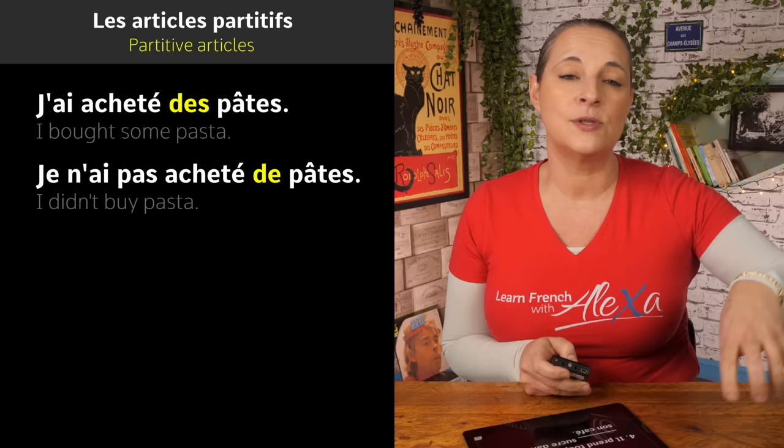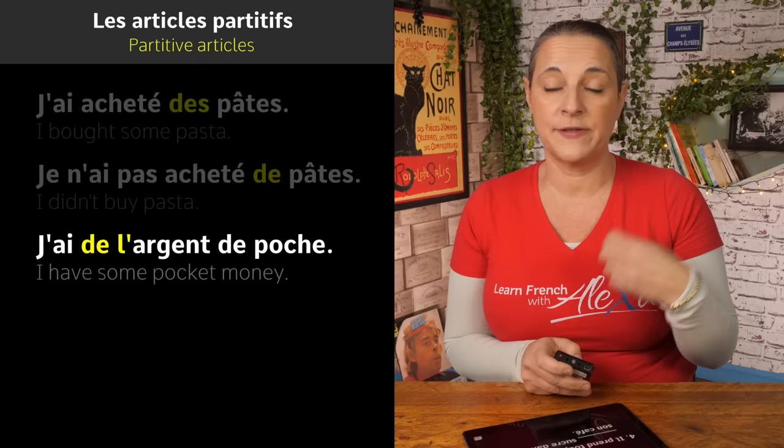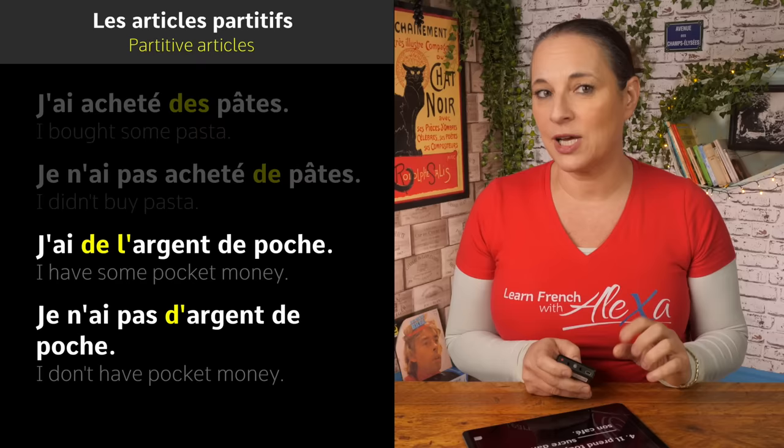And the same, j'ai de l'argent de poche, I have some pocket money, de l'. Je n'ai pas d'argent de poche, I don't have pocket money. So the E is dropped here, but we keep de, okay, instead of de le, okay?